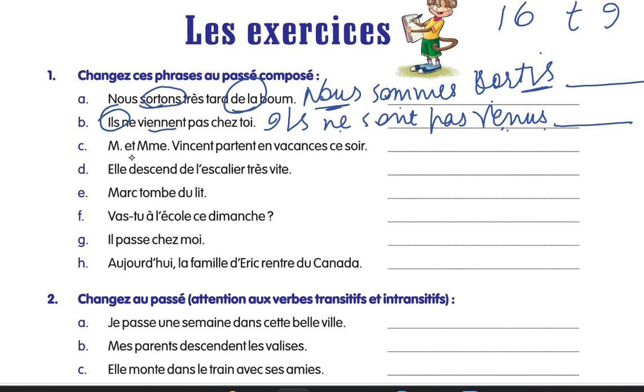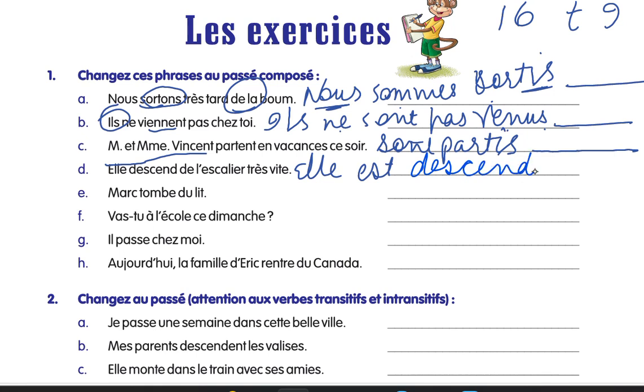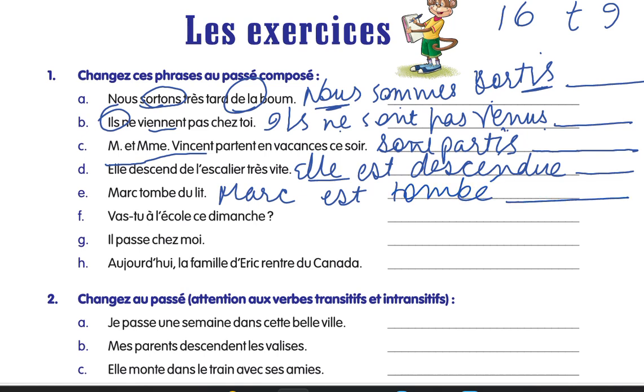Venus chez toi. Monsieur et Madame Vincent sont partis en vacances ce soir. Elle descend, elle est descendue, with E because it's feminine. Descendue de l'escalier très vite. Marc est tombé. It is masculine, so tombé. Du lit.